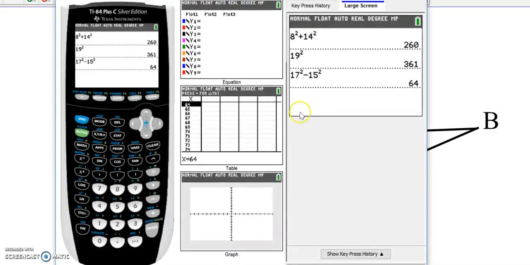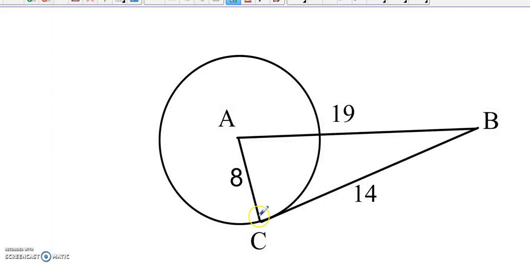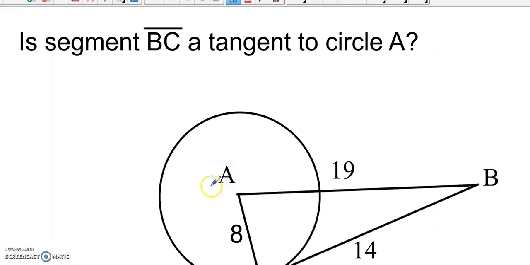Let's look at our calculator. I already calculated this one ahead of time. 8 squared plus 14 squared is 260. 19 squared is 361, so no, it's not even all that close. This is not a right angle, and so it is not tangent. So no. And that's all based on 8 squared plus 14 squared not equaling 19 squared.